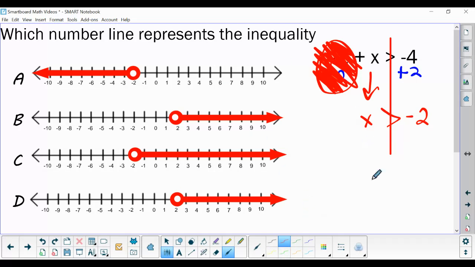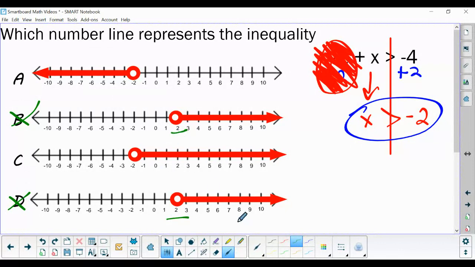Now to see which one of these matches up to my work over here. All right, so first it has to be at negative 2. So we can already eliminate B and D. They're a positive 2. Second, you got to make sure it's facing the right direction. Now also look at how both of them are from the starting point. They're both correct. Now, if I had this symbol there, then both of these would need to be bubbled in. But since I did not have the equal to, you leave it open.